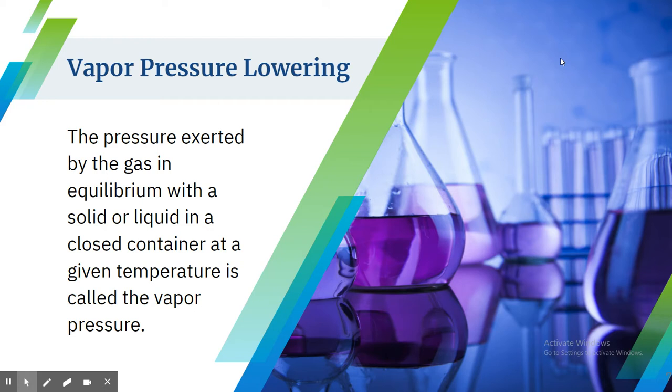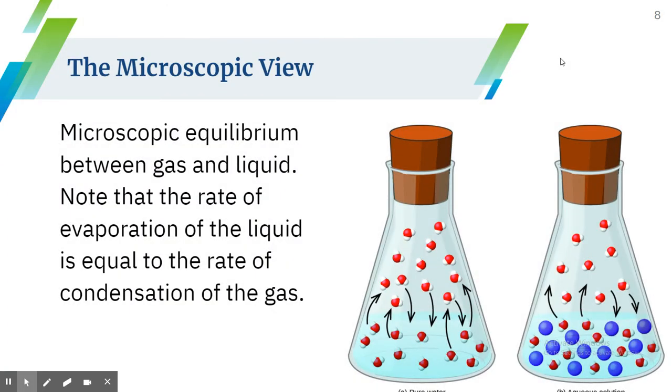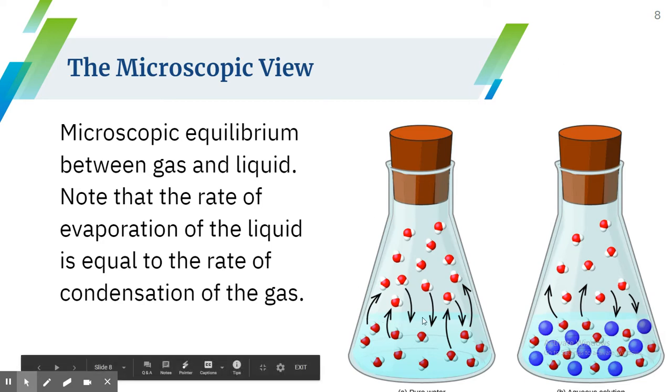Vapor pressure lowering is the pressure that's exerted by the gas when it's in equilibrium, either with a solid or a liquid, in a closed container. I think a picture would make it a little easier to understand. If you take a look at this microscopic view, on the left, you just have water molecules. The level of liquid is in between these up and down arrows. So you have evaporation and condensation happening at the same time, so that it's reached equilibrium.